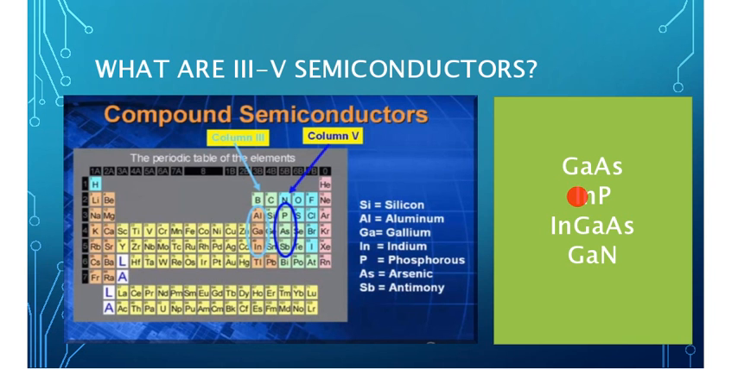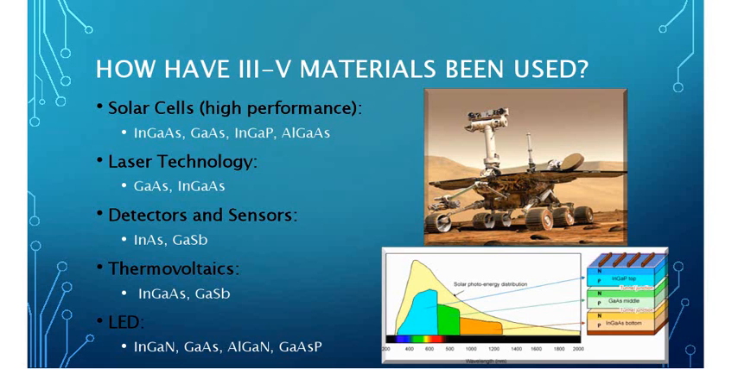Then you also have indium phosphide, which is commonly used for epitaxial growth of indium gallium arsenide, or InGaAs. And then you also have gallium nitride, which has become very popular in the past couple of years due to its higher performance in HEMT structures, which we will talk about later.